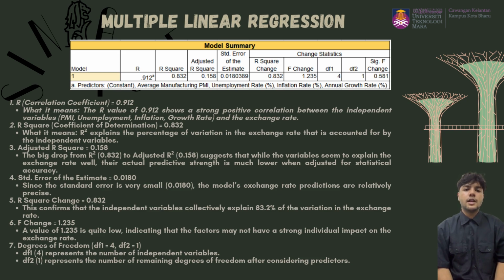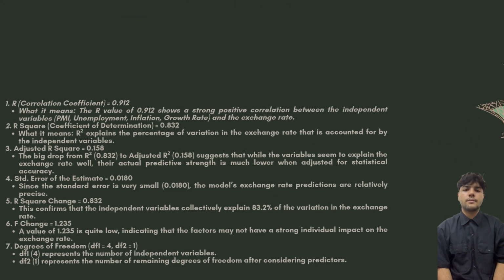factors. The adjusted R2 dropped significantly to 0.158, indicating weaker predictive accuracy despite the low standard error of 0.0180, making the prediction precise. The F change of 1.235 suggests that no single factor has a dominant impact on the exchange rate.